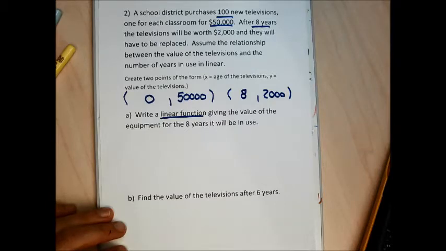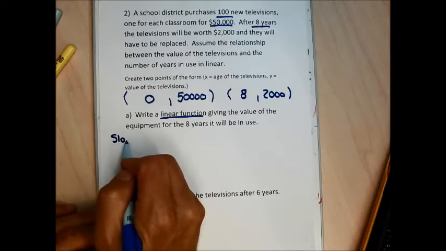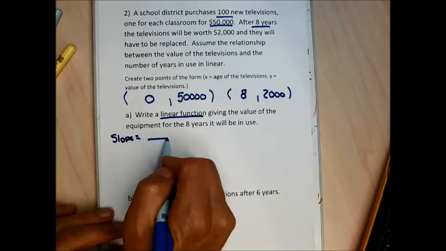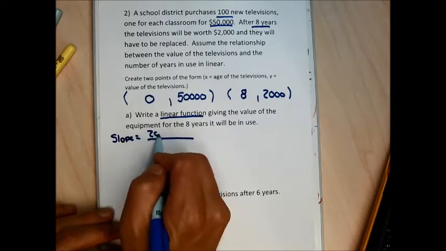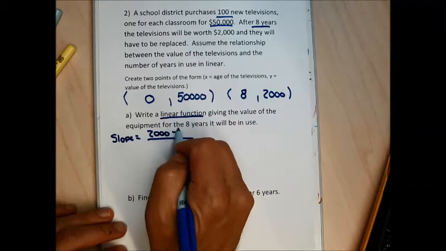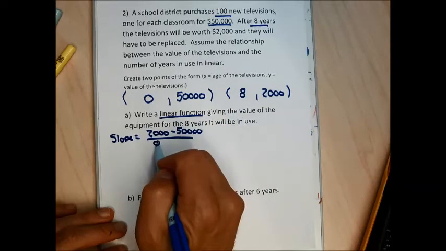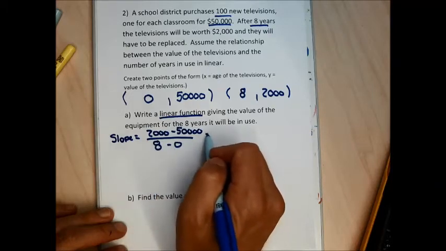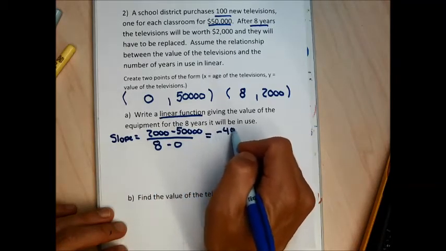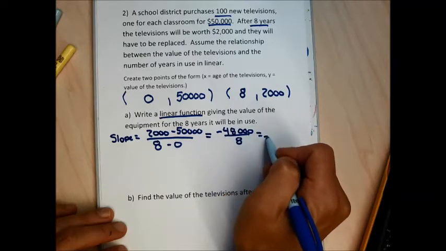This function is going to give the value of these TVs for the 8 years that the district owns them. And to get a linear function, the first thing I need to do is get a slope. To get a slope, I'm going to use the equation y2 minus y1 over x2 minus x1. So I'm going to subtract the y2 minus y1, and then over x2 minus x1. This is going to come out to negative 48,000 over 8. And that's negative 6,000.